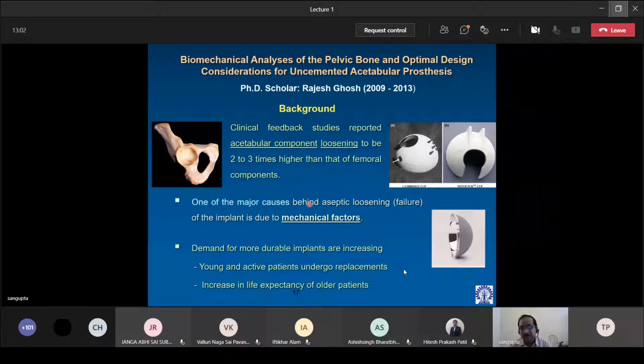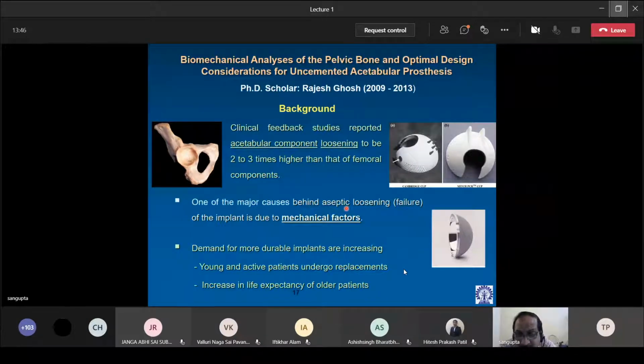And one of the major causes behind this is aseptic loosening. Note the word aseptic, okay? Aseptic means non-septic. So it is failure of the implant which is purely due to mechanical causes, not due to infection. The word septic comes from infection. It's not infection-related loosening or failure, but it is non-septic or aseptic loosening caused due to mechanical factors. Okay.